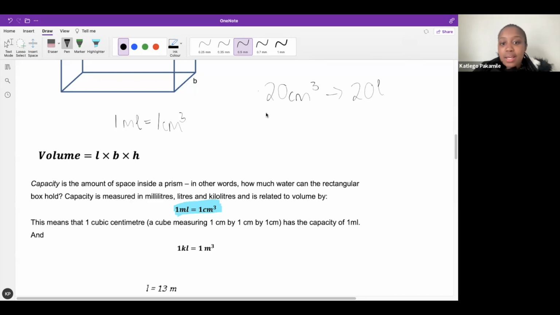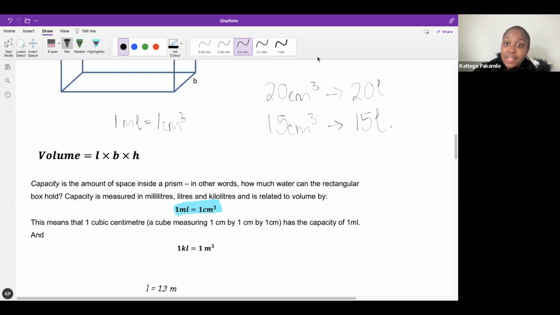Let's say I have 15 centimeters cubed, how many liters is that? If I have 15 cubic centimeters, I have 15 liters. Do you get it, guys? This is just a matter of remembering that they are equivalent. Okay, so if you have centimeters cubed, you can convert to milliliters. And then if you have a meter cubed, you can convert to kiloliters.